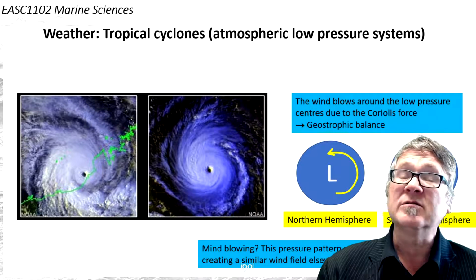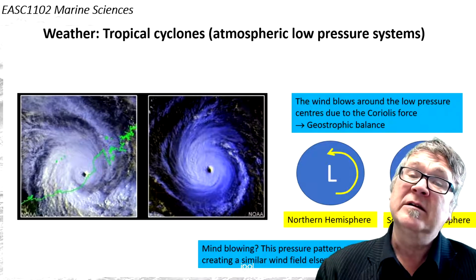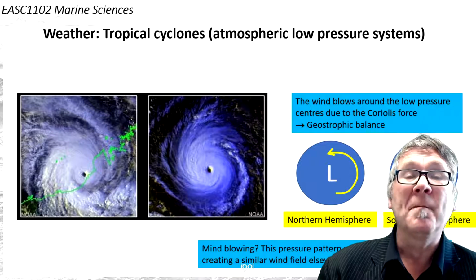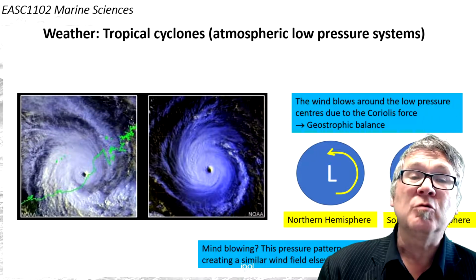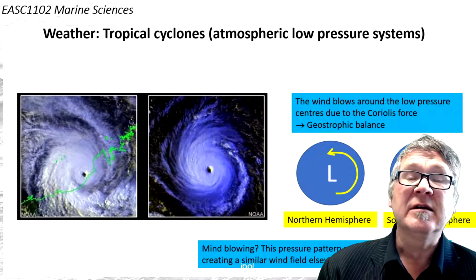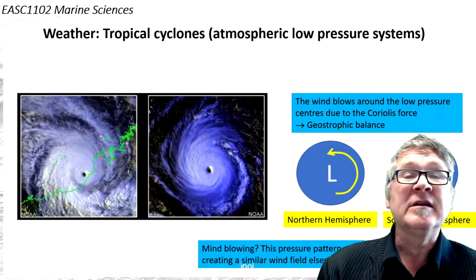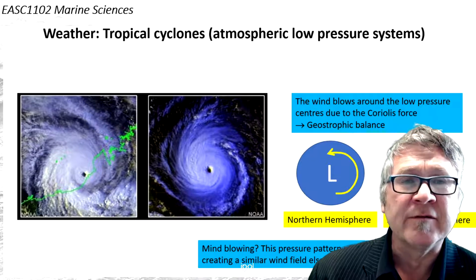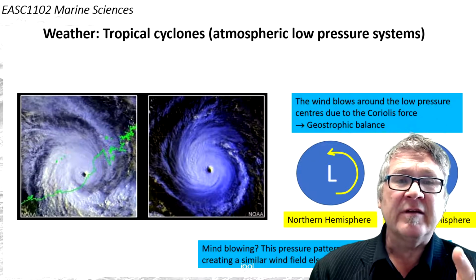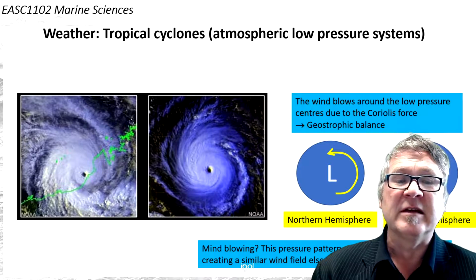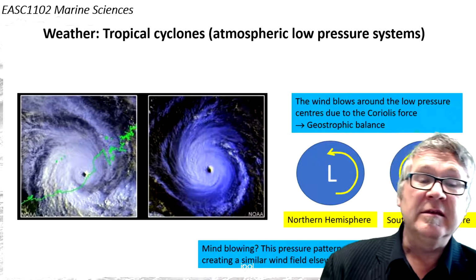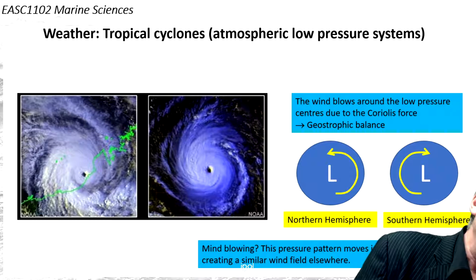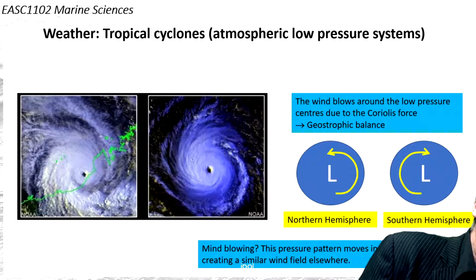Cyclones have a low pressure in the center. Low pressure relates to a warm air, low density in the center, and the air moves around in an anti-clockwise sense. If you still remember these old-fashioned clocks that actually have a finger or an arm that moves, this one is anti-clockwise. In the southern hemisphere, I move my head away, it's actually the other way around, the movement of the air around the center.